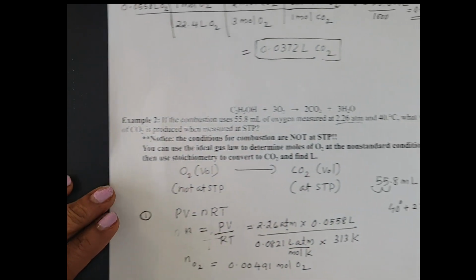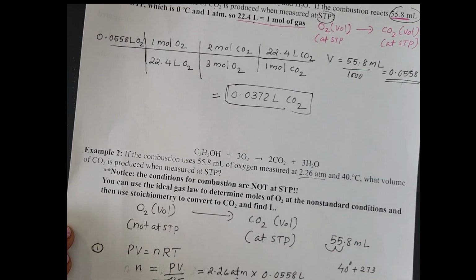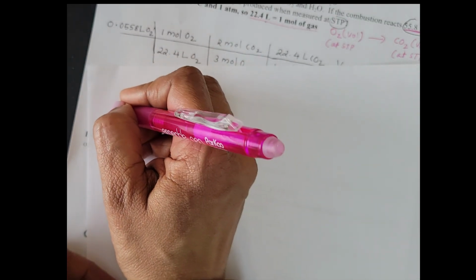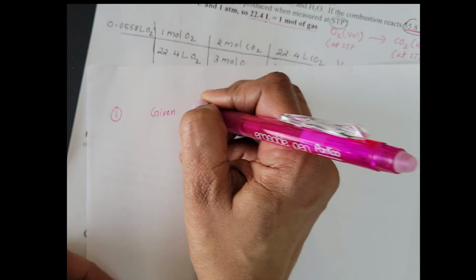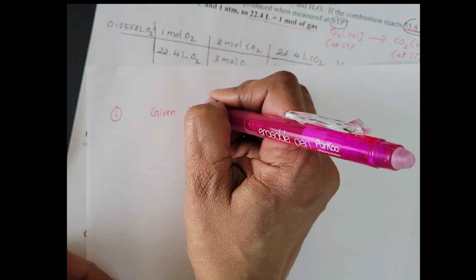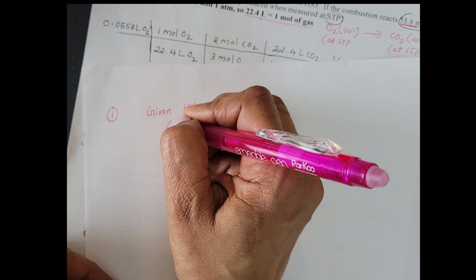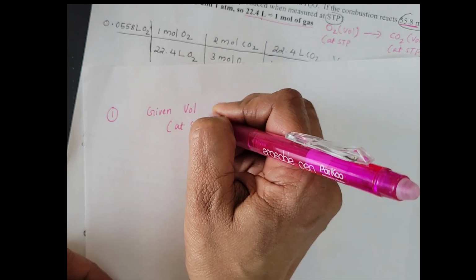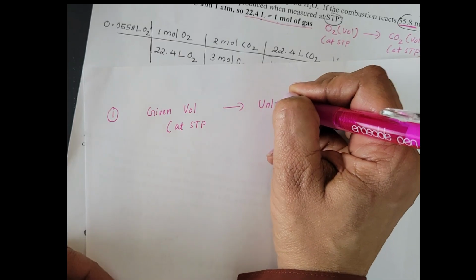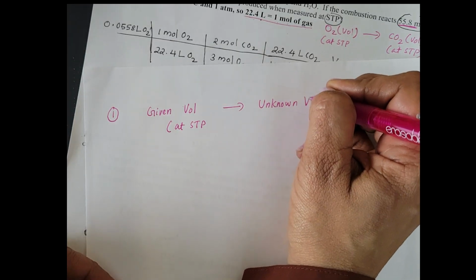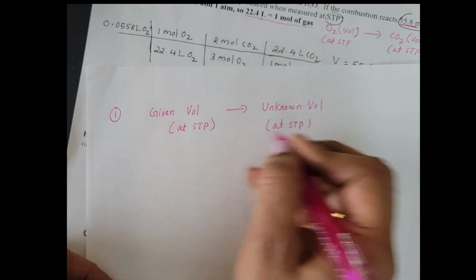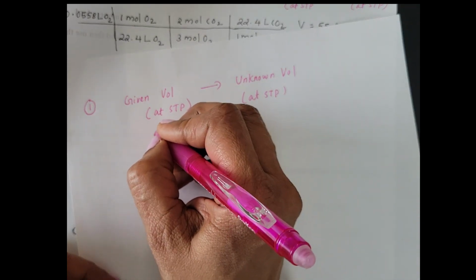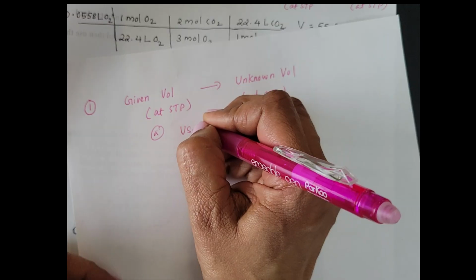Okay, that is the second type of question. So let us process what we learned. The first type of gas Stoich question: the given is volume which is at STP, and the unknown is also volume which is also at STP. So if it is STP to STP, you are using Stoich.